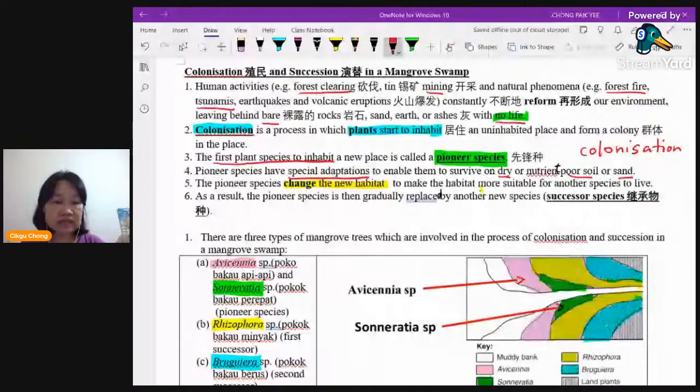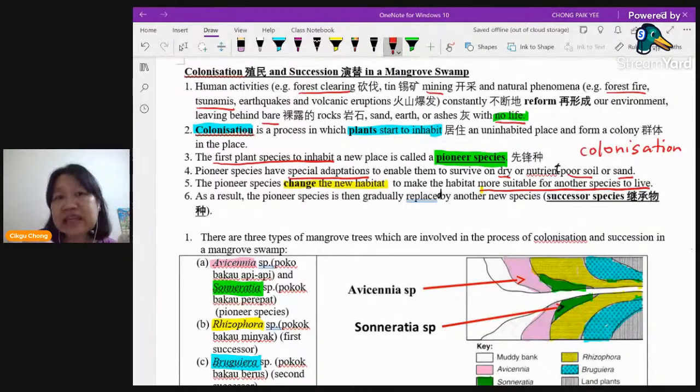That means now, let's say this plant, species A, already stayed there for, let's say, 20 years, all right? And they have been slowly changing the condition of the soil. And now the condition of the soil is changing and changing, not so suitable for A anymore. Now it's more suitable for another species, let's say species B. So now species B comes along and stays there. They find that species B can stay better than species A because it's more suited to this new environment. So species B is called the successor species, the next species that takes over.